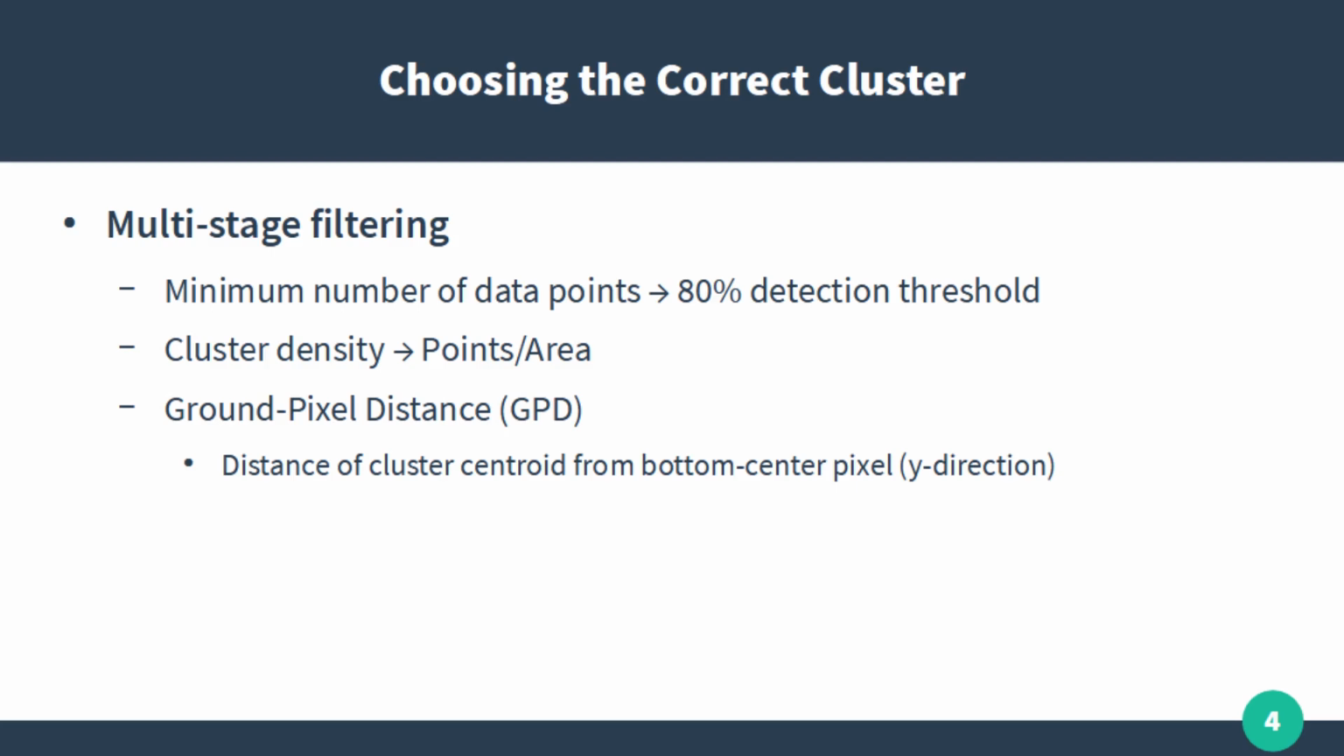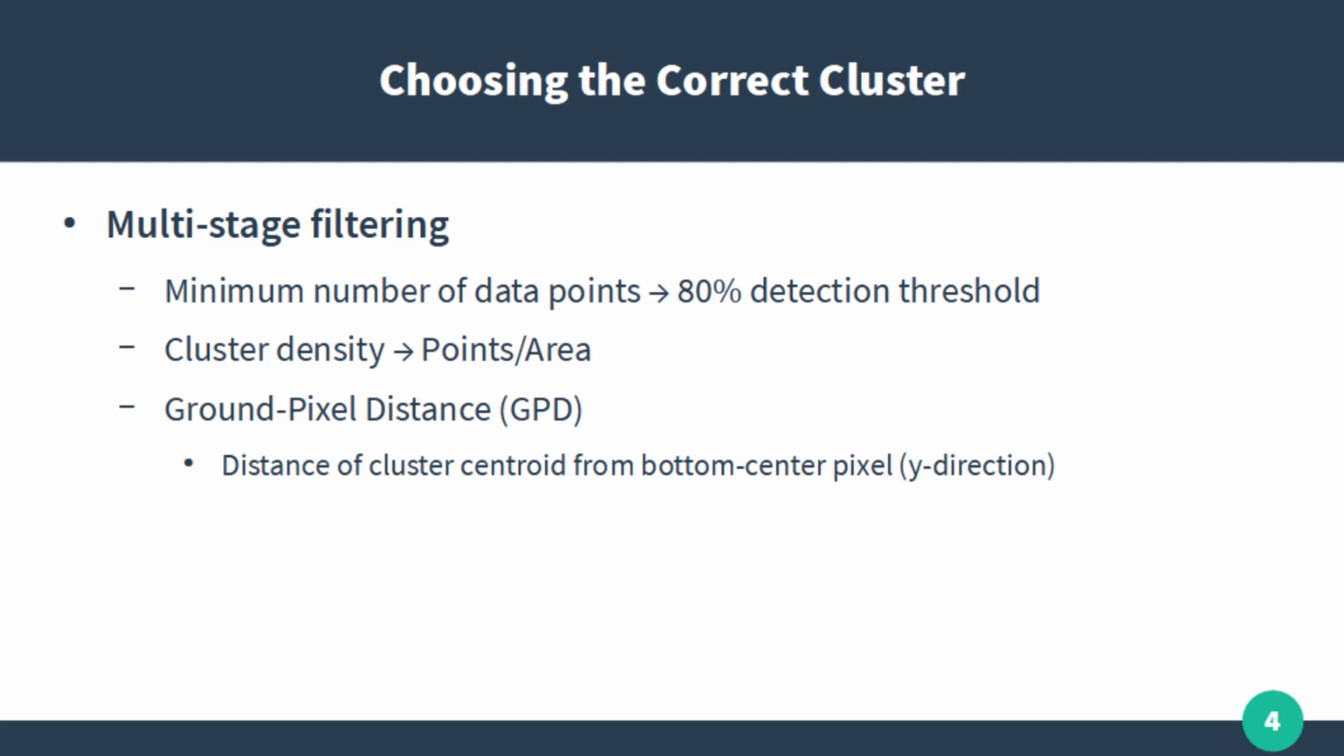First, in order to be considered a candidate, a cluster needs to reach a minimum number of data points. So if I require 100 points for the detection threshold, a cluster has to have at least 80 to be a candidate. Next, I compare the cluster densities for the remaining candidates. I define density as the number of points per cluster area. Cluster area is determined by the max centroidal distance. So the point in the cluster that's furthest away from the centroid, that distance serves as the radius of a circle.